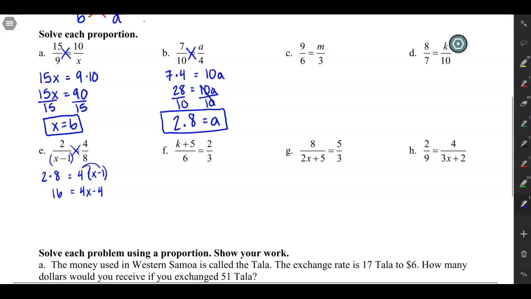And 2 times 8 is 16. Then I'm going to go ahead and add 4 to both sides. So I get 20 equals 4x. And I'm trying to get the x by itself.